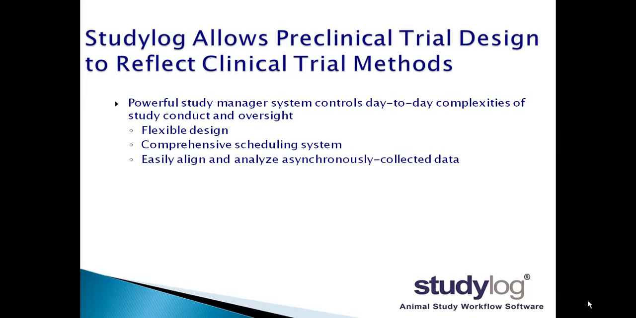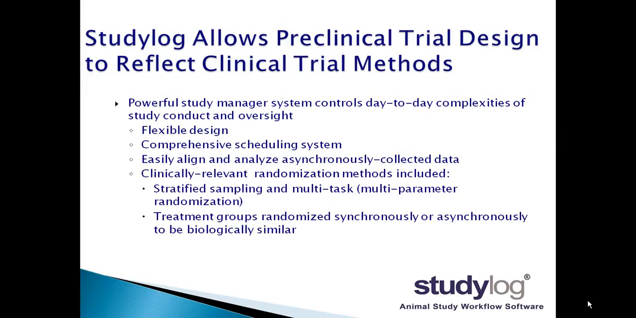You can easily align and analyze asynchronously collected data, and we use clinically relevant distribution and randomization methods such as multi-parameter randomization and stratified sampling. These can be done synchronously, or you can randomize on an asynchronous or iterative basis, such as done in the clinic, as you have newcomers or new subjects available to be used on a study. So this is, again, more clinically relevant. We have an audit trail tracking every change in the study so that during the study or long after the study, you know exactly who did what, when, where, and how.